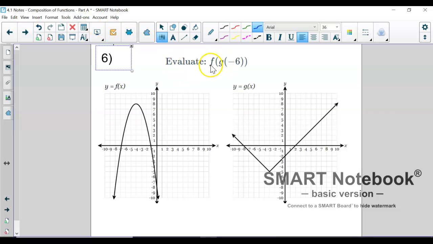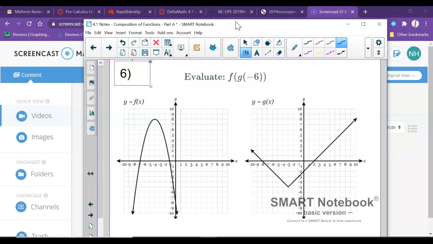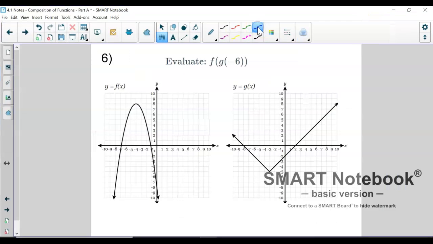And we read this as f of g of negative 6. What's most important to remember is that you need to start from the inside and work your way out. So whatever's on the inside, that's what you're going to look for first. So on the inside here, we have g of negative 6.